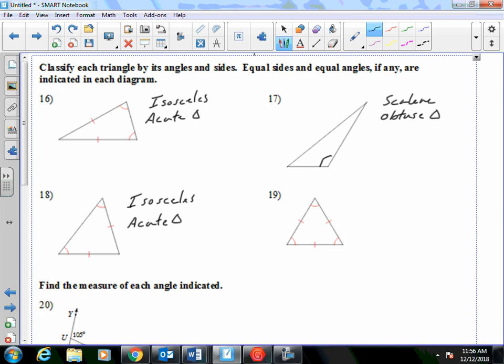And then the last one, 19, all three sides, all three angles marked congruent. So it's an equilateral, meaning all three sides congruent, and equiangular, meaning all the angles are congruent.